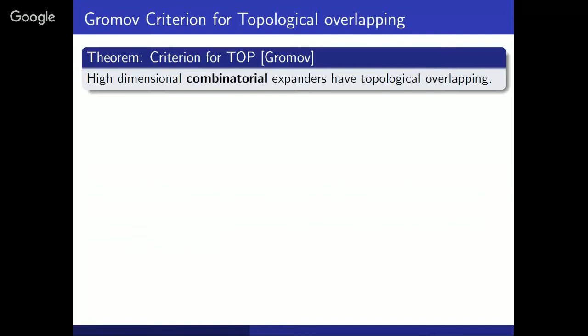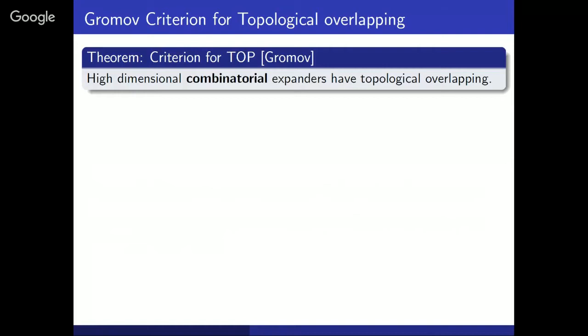So how is this question of Gromov related to combinatorial expansion? Gromov couldn't find bounded degree complexes with this topological overlapping property, but he showed a criterion. He proved that if you find a high-dimensional complex which is a combinatorial expander, then it must have the topological overlapping property.